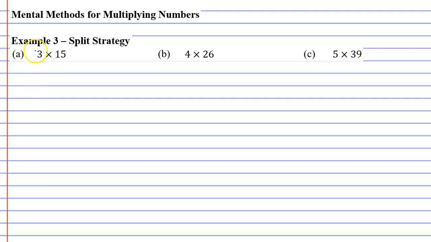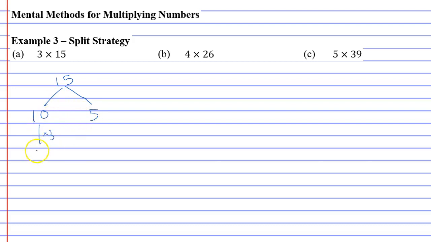We're on to example 3, and we're going to use the mental method called the split strategy. And if we go straight into question A, I'll explain what it means. If we do 3 times 15, you take the larger number, which is 15, and you split it into 2 parts. We're going to split it into 10 and 5.